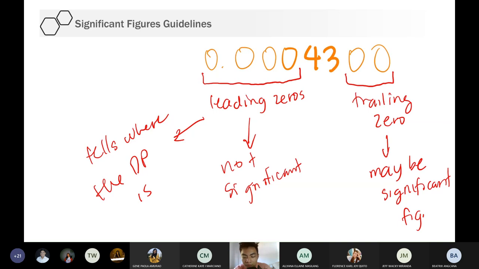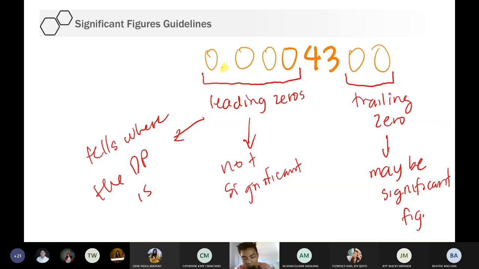Okay, so they may be considered significant figures provided that your number has a decimal point in it. Your number must have a decimal point for it to be significant. It doesn't matter whether your decimal point is on the leading zeros or on the trailing zeros. As long as there is a decimal point in your number, wherever its position, that's okay. As long as you have your decimal point, then your trailing zeros are considered significant.